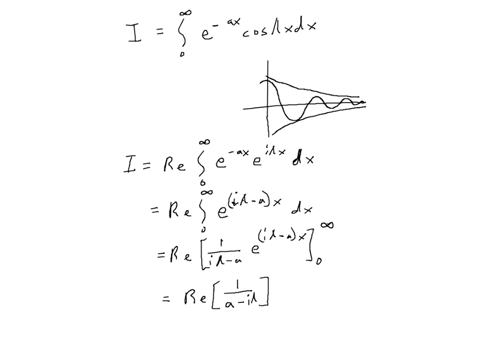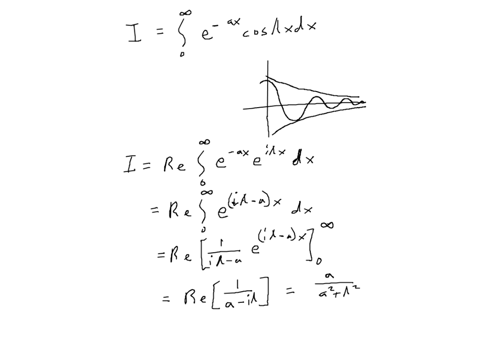And then to clean it all up, what you have to do is multiply top and bottom by the complex conjugate, and you're going to end up with a over a squared plus lambda squared. The reason you want to do that is because you have to take the real part, and you can't take the real part if there's an imaginary term in the denominator. So you have to rationalize the denominator.